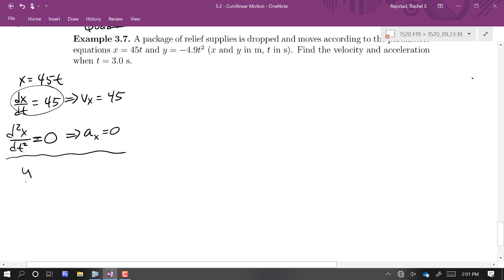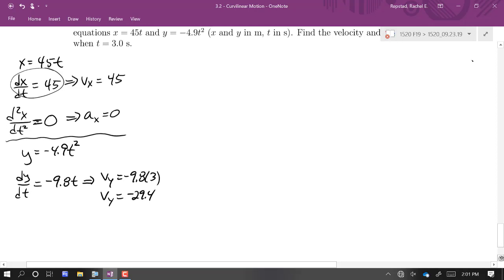Let's work with the y function. -4.9t squared. So dy/dt, what do we get for that? Negative 9.8t, yeah. And so we could find Vy by plugging in 3 seconds. We get negative 29.4.